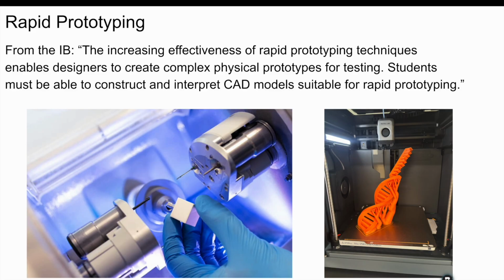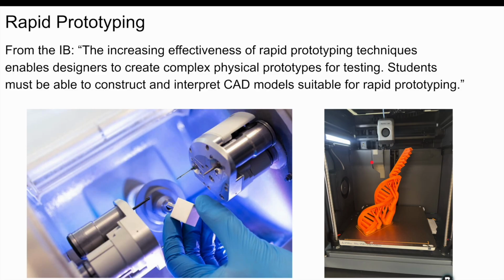So the increased effectiveness of rapid prototyping technologies enables designers to create complex physical prototypes for testing. Students must be able to construct and interpret CAD models suitable for rapid prototyping. So I'm showing you two types of rapid prototyping here. This is a subtractive method. These are actually tooth mills. So if you were to have a tooth replacement, you could have your dentist mill the tooth to the exact specifications of the tooth that you lost. And so this is subtractive because you're going to be taking away material.